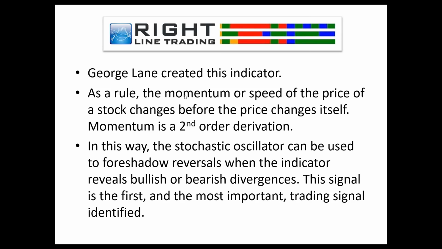What he postulated was that momentum, or speed of the price of a stock or any financial instrument, changes before the price itself changes. He believed that to be true because momentum is a second order derivation. These are all his conclusions. This is why his main thing was looking for divergence. He felt that the stochastic oscillator he created was used to foreshadow reversals when the indicator revealed bullish or bearish divergence. The signal is first, and then price will follow.